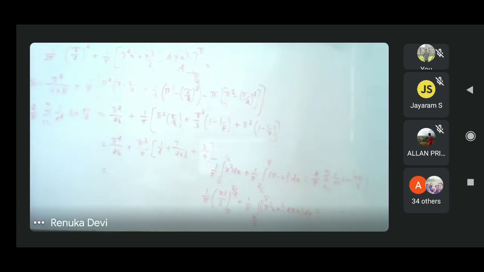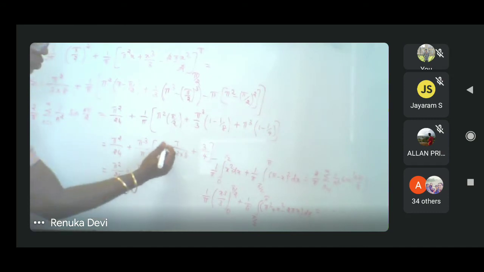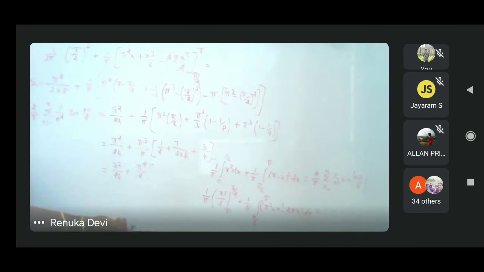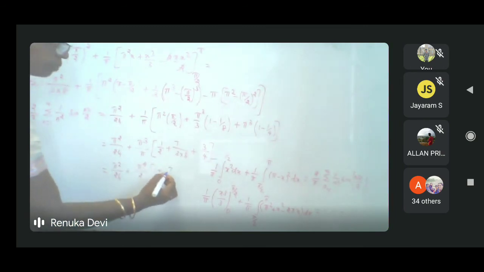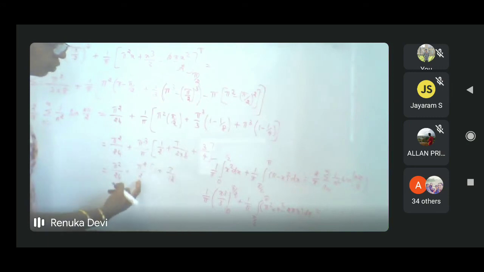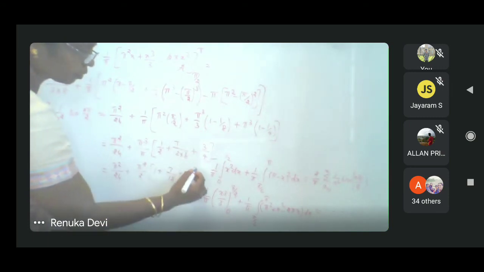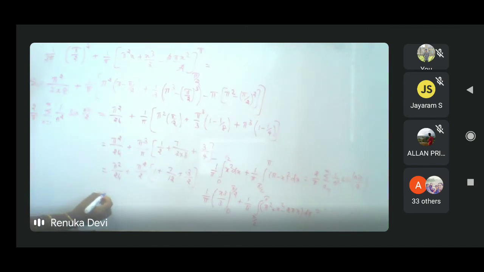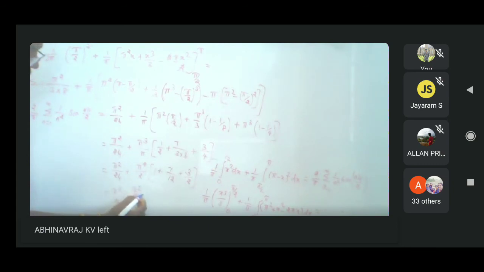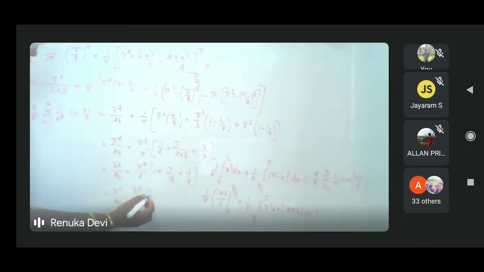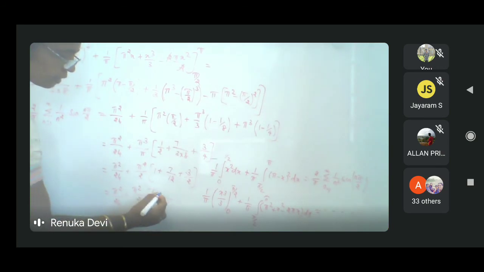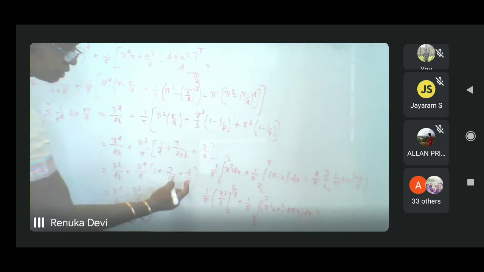So what you get? Pi square by 24. This is pi square by, I can take 2 outside. So you can keep like this. So 1 plus 7 by 4 into 3, 12. I have taken 2 outside. Therefore 3 by 2. So that is equal to pi square by 24 plus pi square by 2. But its LCM is 12.